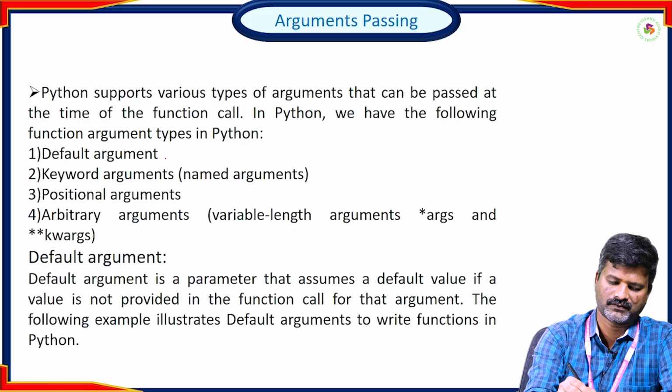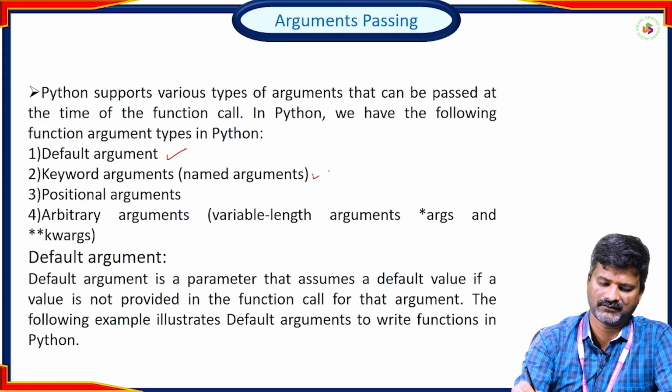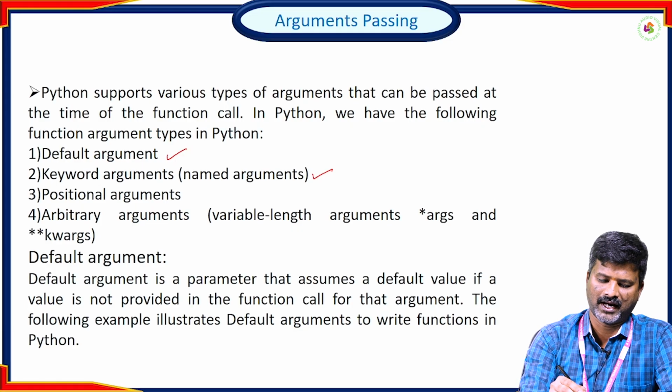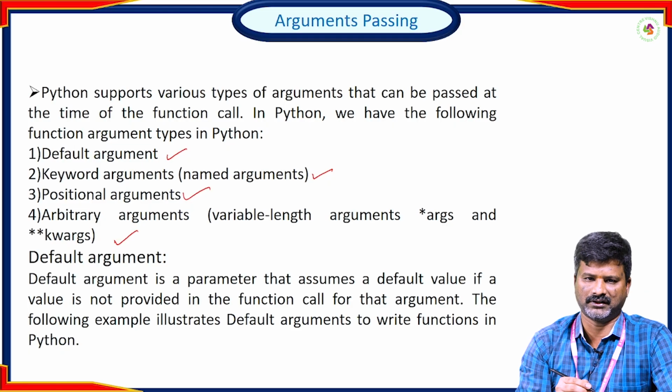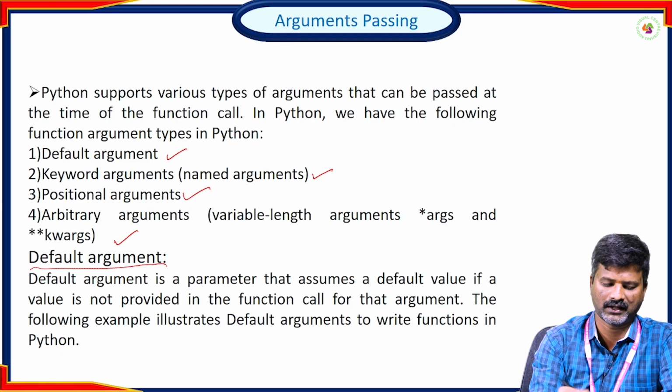So what are the different ways? One is default arguments. The second one is keyword arguments, also called named arguments. The third one is positional arguments, and the fourth one is arbitrary arguments. We'll discuss them one by one. So the first one is default arguments.